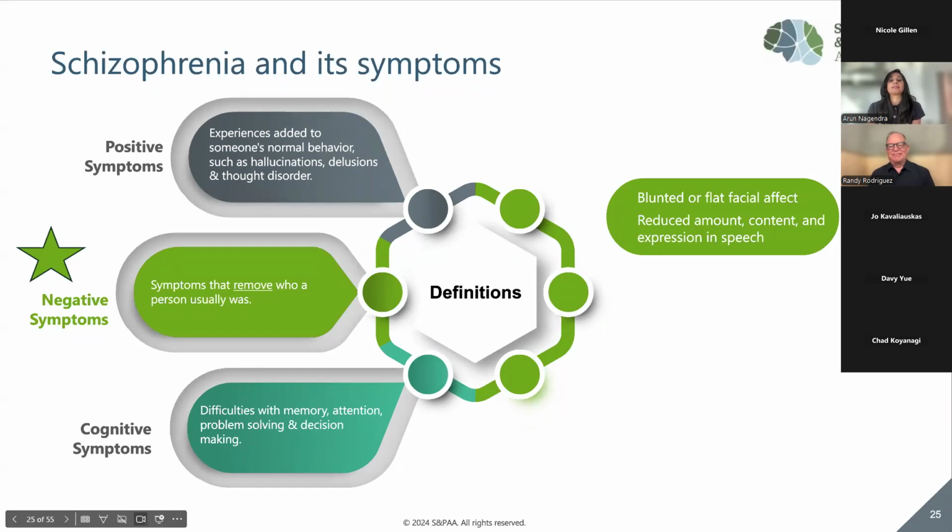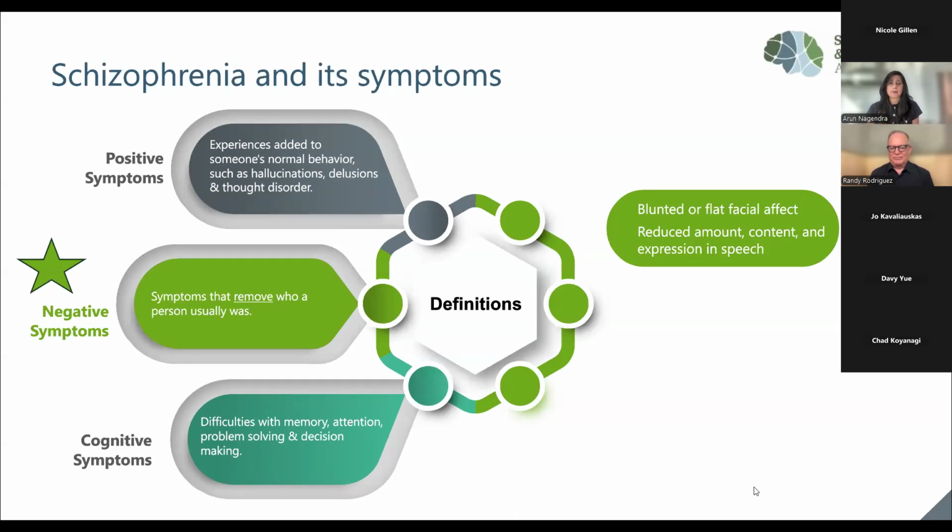Negative symptoms fall into two main categories. The first can be thought of as diminished expression, which consists of blunted or flat facial affect, or reduced amount, content, or expression in speech. So imagine having a conversation with someone who shows little to no facial expressions or gestures, speaks in a flat tone, and seems emotionally disconnected, which is what's referred to as blunted or flat affect.